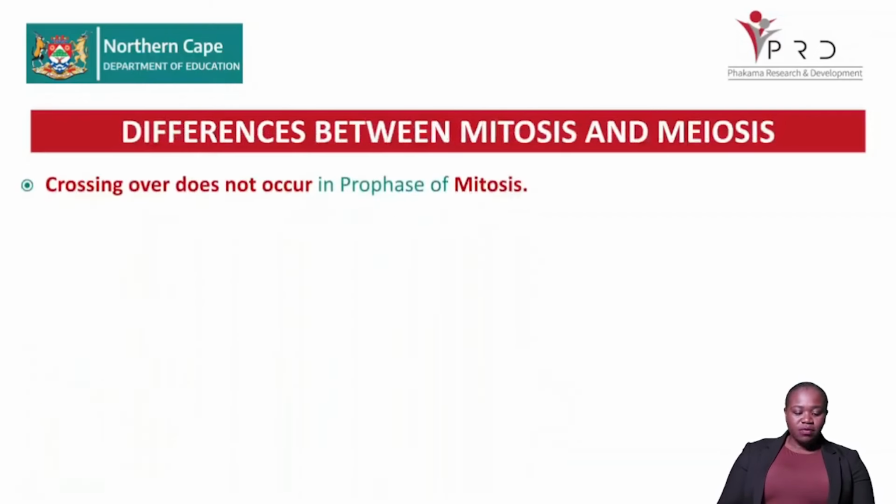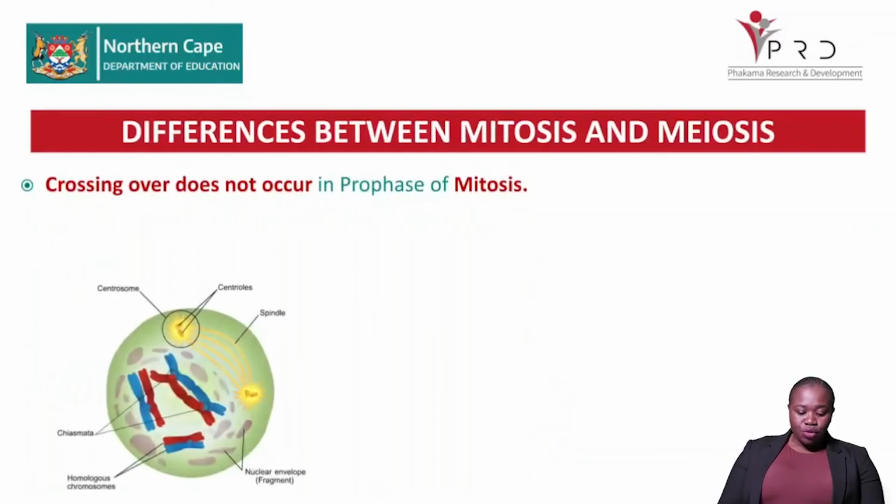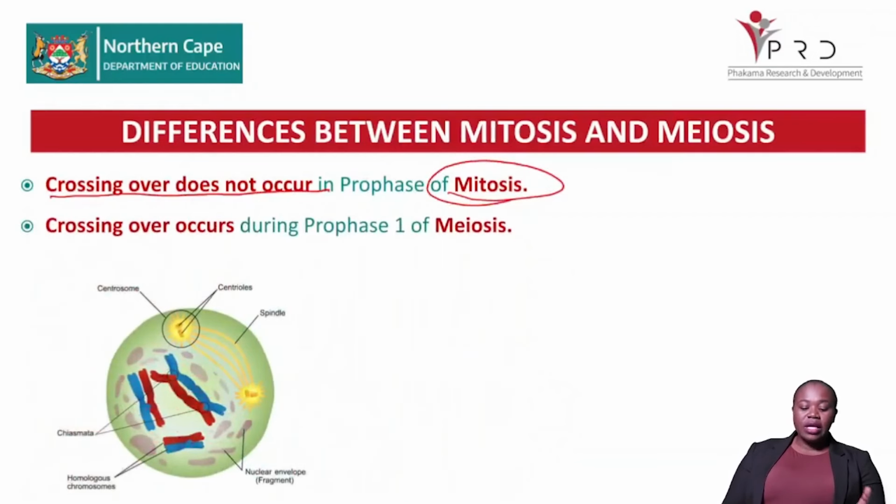Right. Now let's move on to the last part, which is the difference between mitosis and meiosis. So remember, here, during mitosis, crossing over does not take place. Mitosis does not experience crossing over. Crossing over only happens during prophase of meiosis 1.